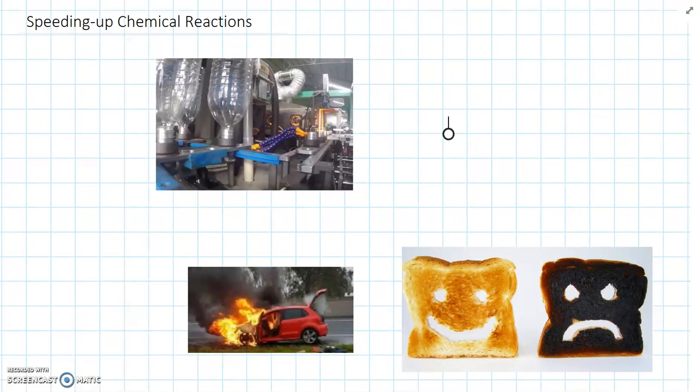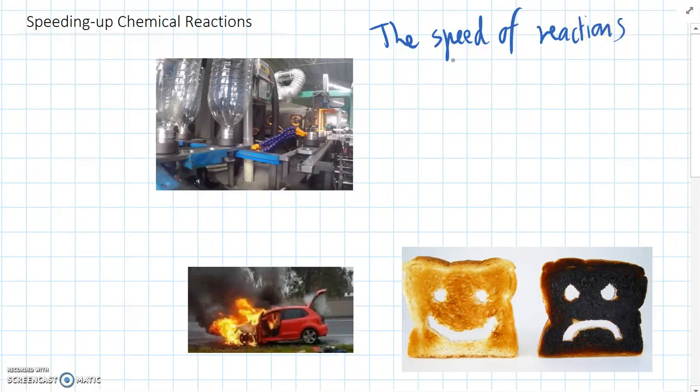So far we've learnt about chemical reactions and how we can identify if a reaction has happened or not. So we learnt about 5 different clues. But another important thing to look at with chemical reactions is how quickly they happen. Because something scientists have discovered is that the speed of chemical reactions can actually be changed. So the speed of reactions can change.